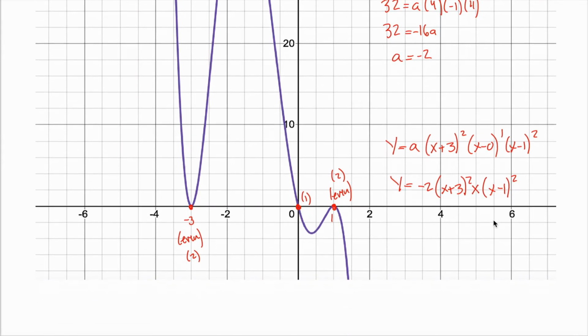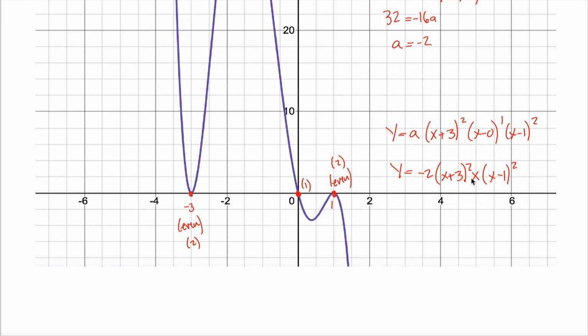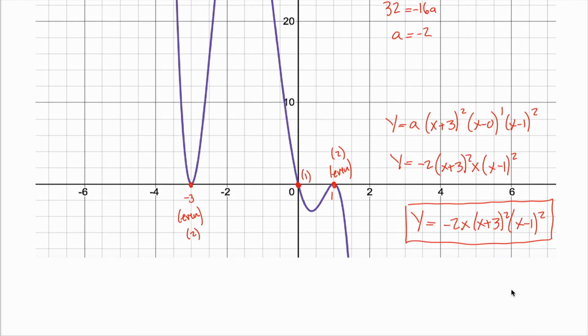This is a perfectly fine answer to leave things this way, but typically what people do is they write all of the factors that don't have parentheses around them at the start. So a more common way you'd see this written is -2x times x plus 3 squared times x minus 1 squared. And that's all I got for this video.